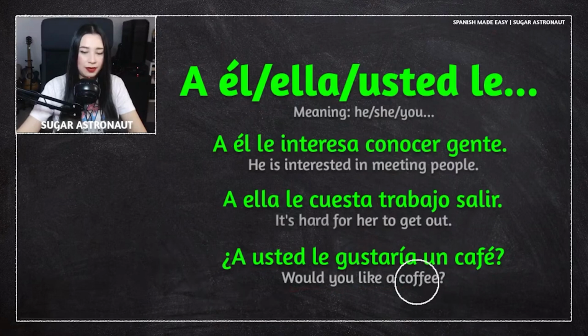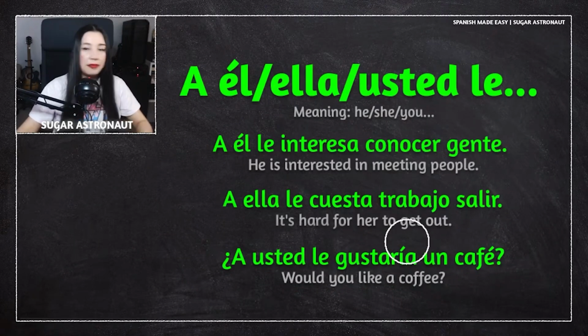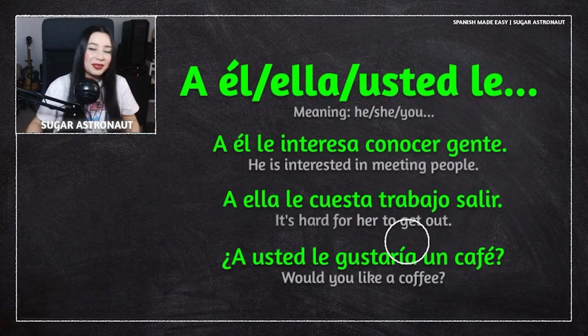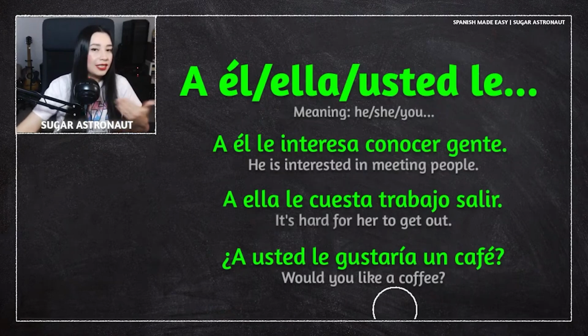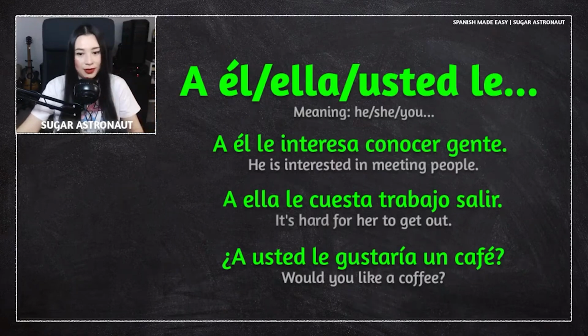If you have somebody over at your place, someone stopped by and said, let's talk, let's spend time together, let's hang out, and you want to say, would you like a cup of coffee? Would you like some coffee? You can use this, but this is formal because we're using usted. A usted le gustaría un café. This is you formal, usted. Singular as well. So let's remember that.